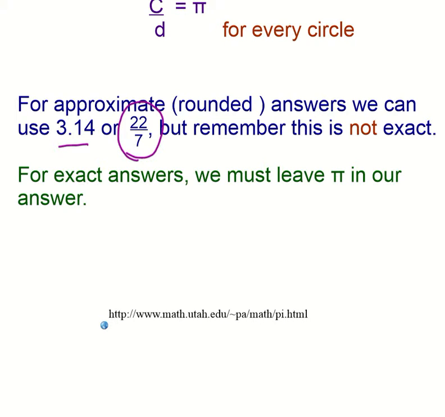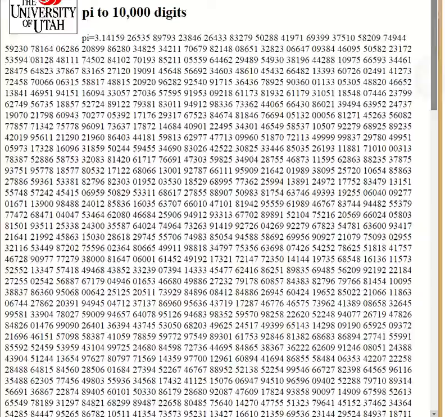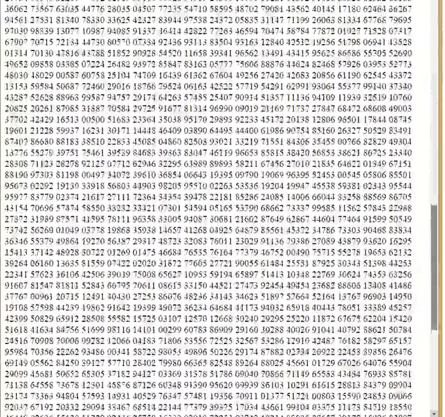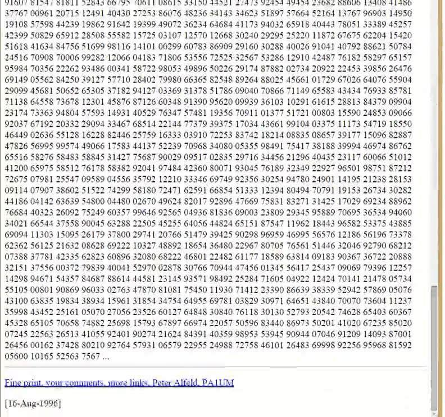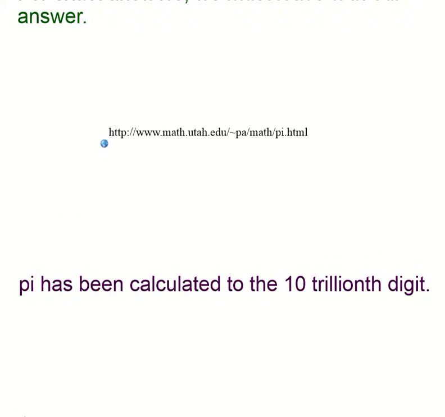If we look at this website, here is pi to 10,000 digits, and we can keep on scrolling down if you want to. It just keeps on going, and at the bottom it even has dot dot dot because it never stops. Computers have calculated pi to the 10 trillionth digit. That is a lot of digits.